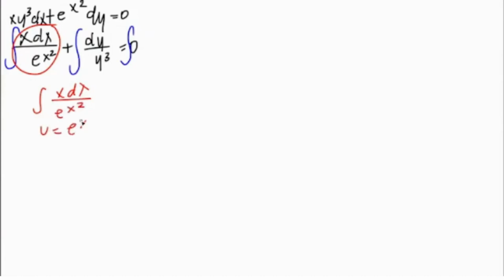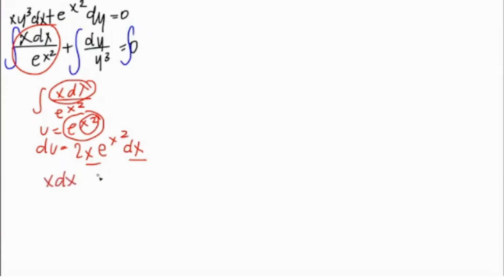U is equal to e raised to x squared. Du is equal to, differentiation is 2x, copy itong buong term, so magiging 2x e raised to x squared dx. So, mapapansin natin na x dx is ito na yan. So, pwede nating mapalitan siya ng value ng x dx. So, solve natin yung x dx. X dx is equal to du all over 2e raised to x squared.